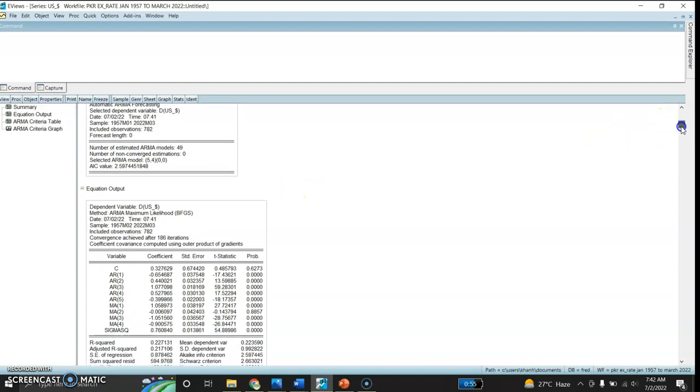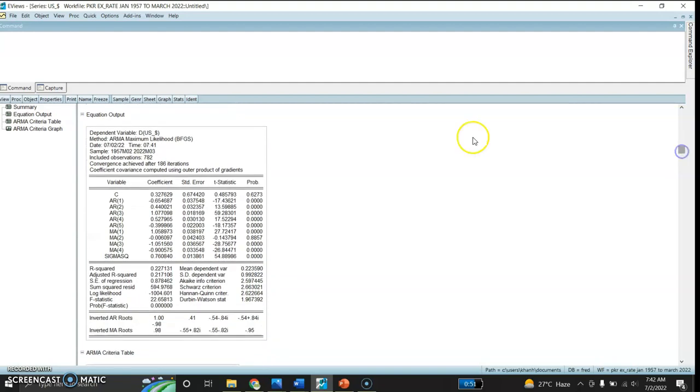Below, this is the equation output. Again, this is the dependent variable. This is the date and time on which this estimation was done. Total number of observations included 782, and the convergence was achieved after 186 iterations. These are the coefficients of the autoregression and moving averages. So the best model includes 5 coefficients for autoregression and 4 coefficients for moving averages.